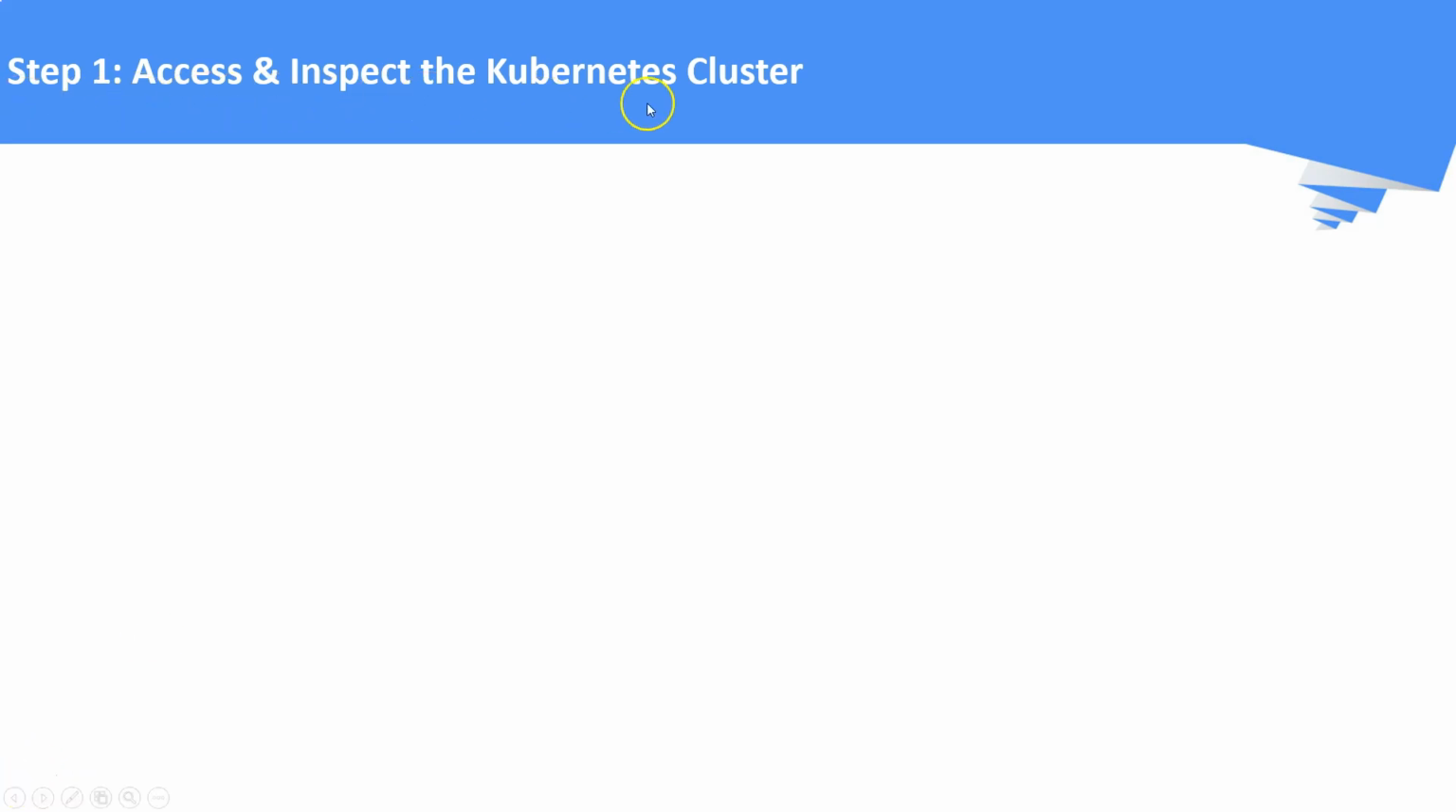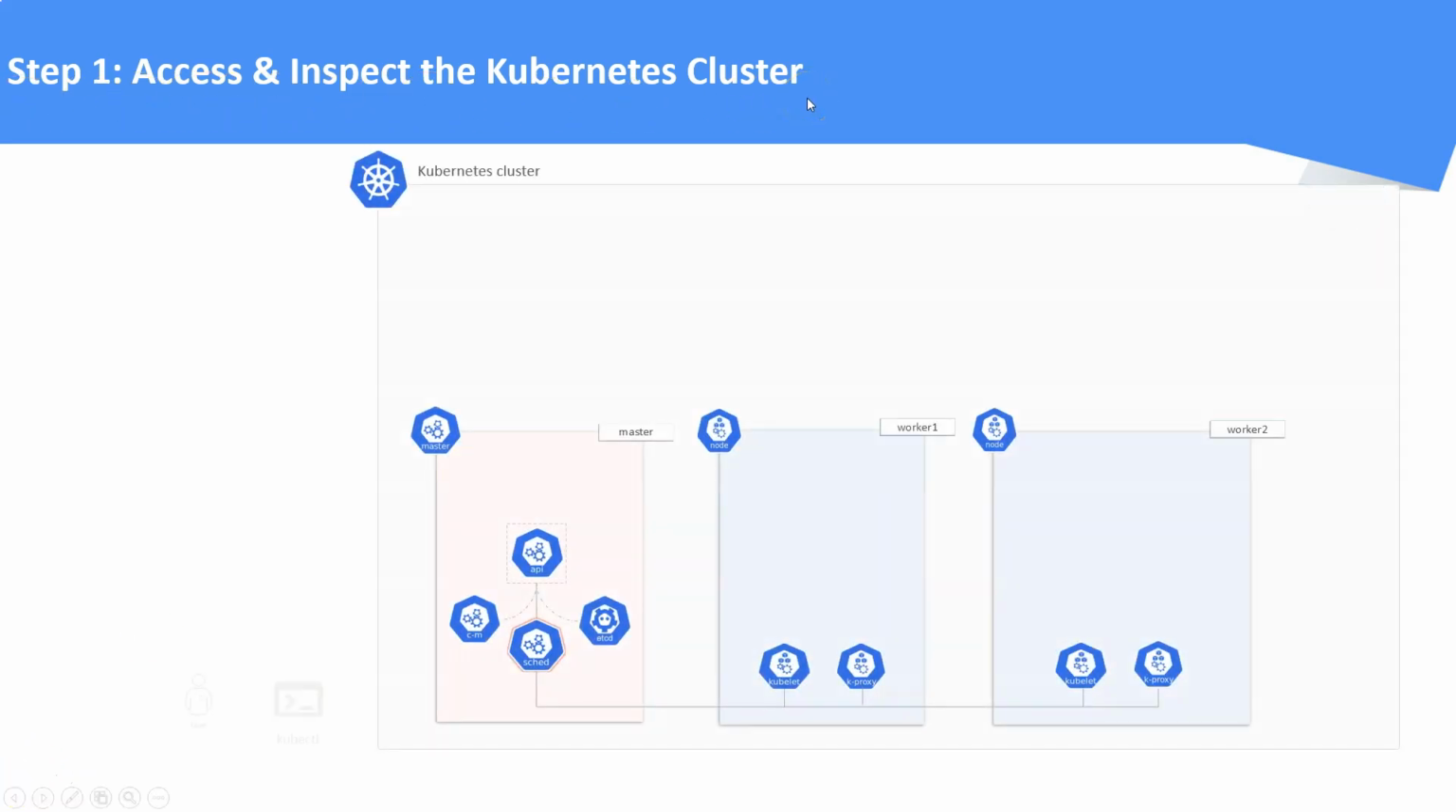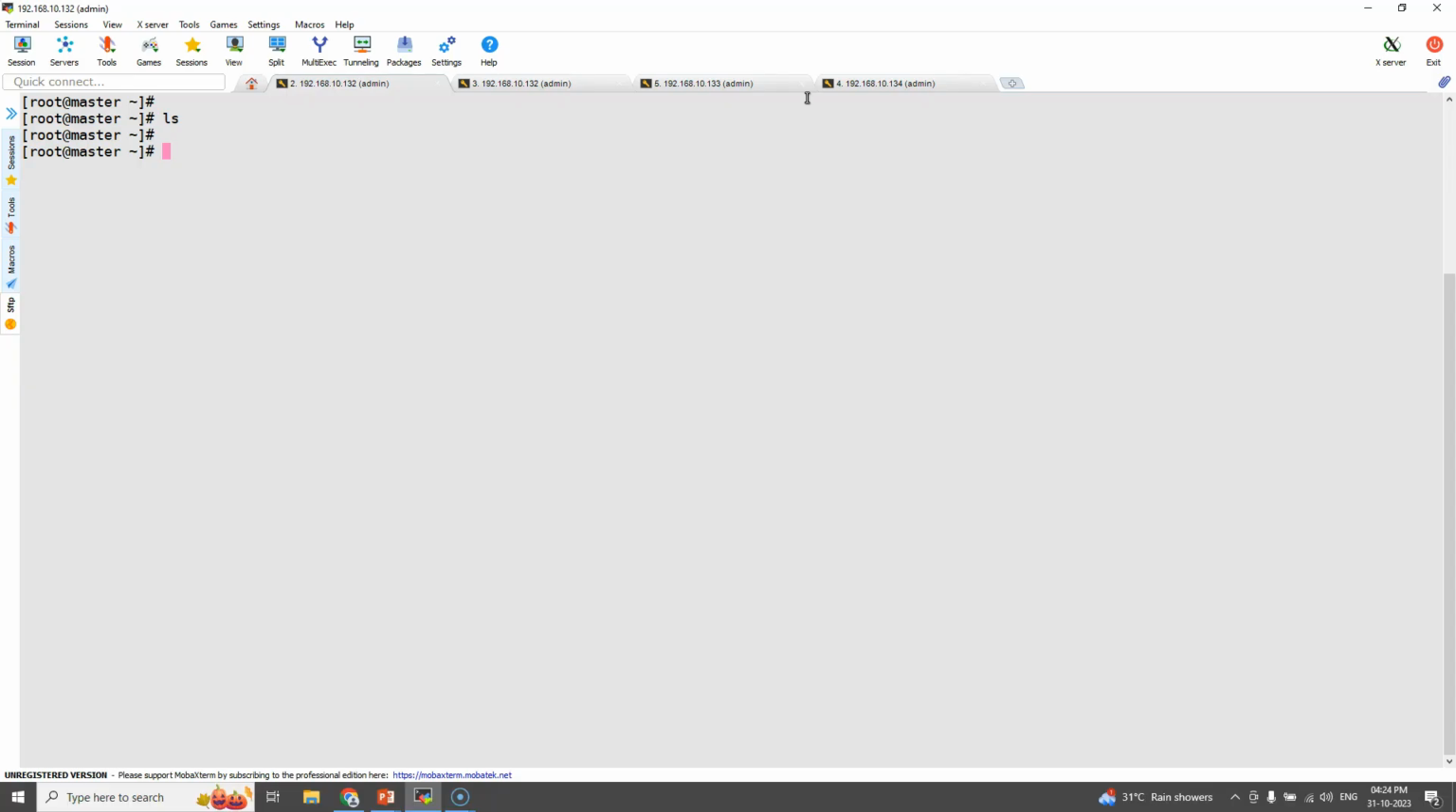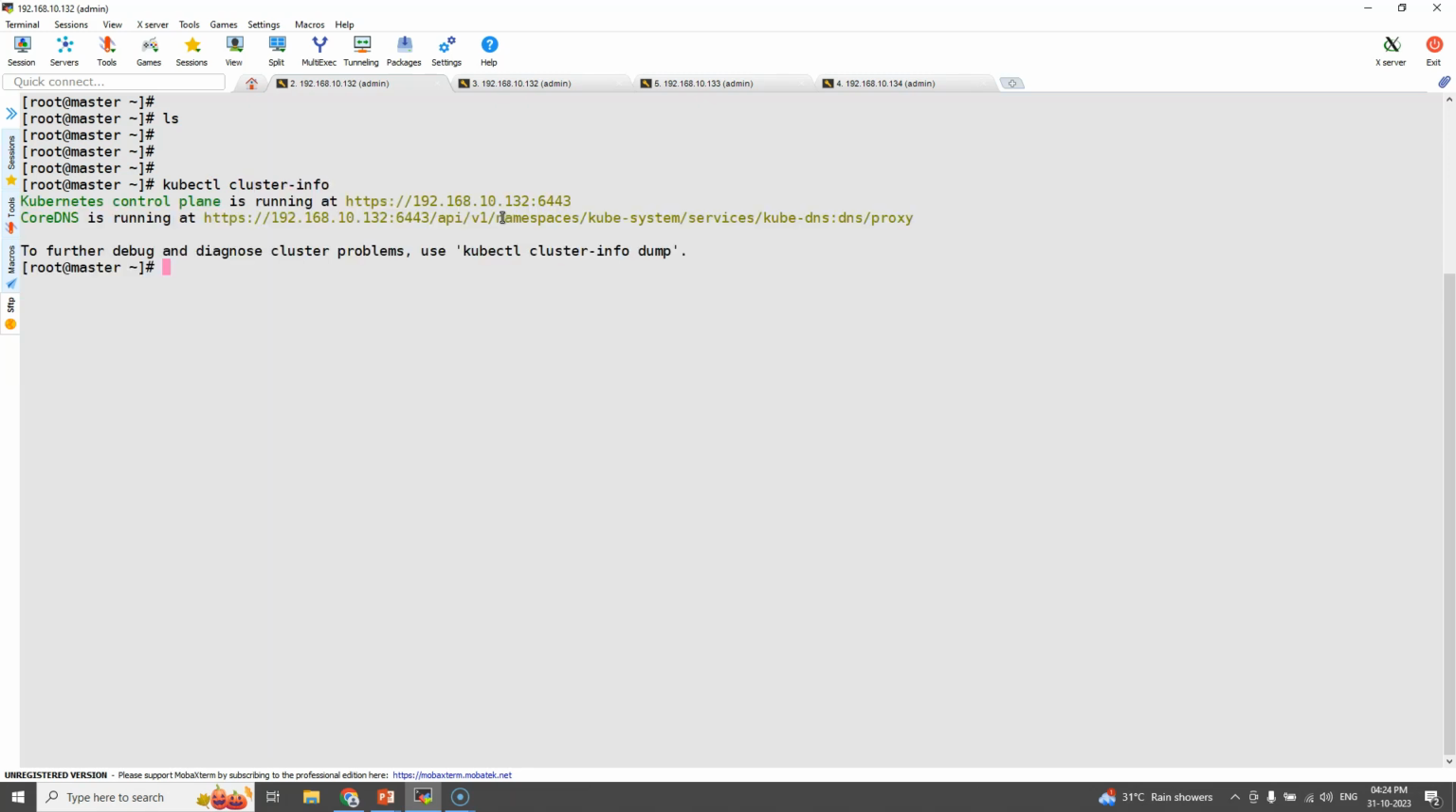Step 1. Access and inspect the Kubernetes cluster. Access the Kubernetes cluster using kubectl utility and check if the Kubernetes cluster is running properly. This is the master machine where we have installed the kubectl utility and connected to the Kubernetes cluster. The kubectl cluster-info command gives the details of your cluster.